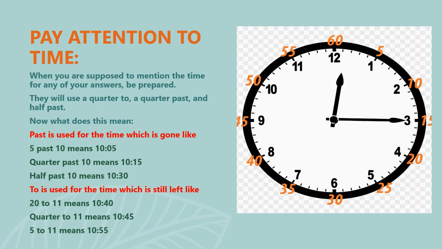Past is used for the time which is gone, like 5 past 10 means 10:05. Quarter past 10 means 10:15. Half past 10 means 10:30. To is used for the time which is still left, like 20 to 11 means 10:40. Quarter to 11 means 10:45. 5 to 11 means 10:55.